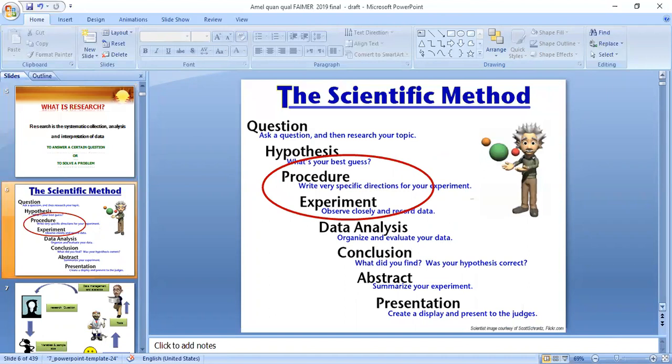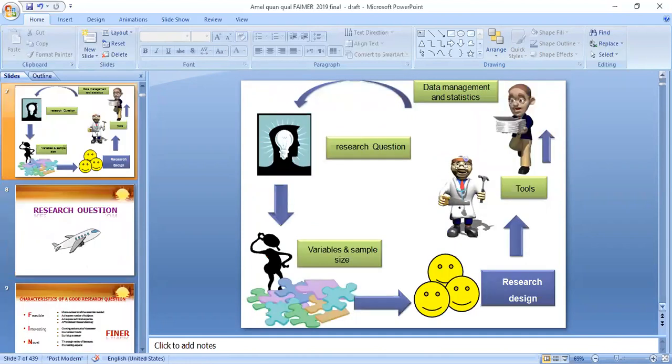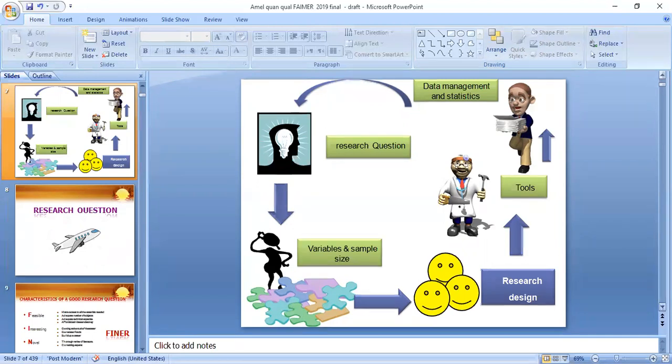There are many steps to do research, starting with the research question. So we'll start with the research question, then define the variable, the sample size, and then we'll have the research design, and then we will end with data management and statistics.